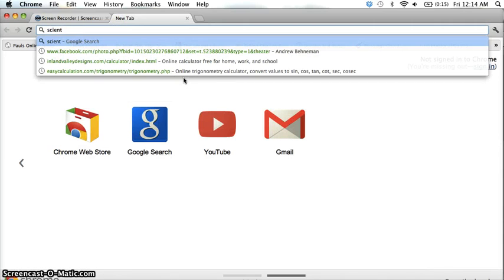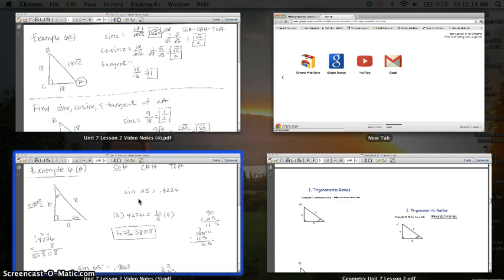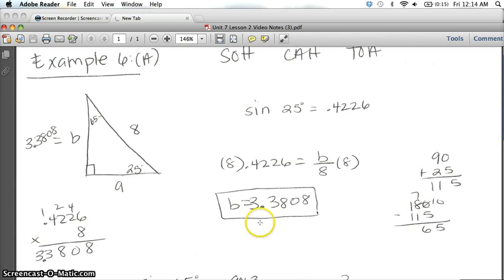So I'm going to go to the scientific calculator. I'm going to show you how we can find the sine. So sometimes it'll be given to you, and sometimes you'll actually have to use a calculator, okay? So I'm just going to give it to you. So the sine of 25 degrees is 0.4226.